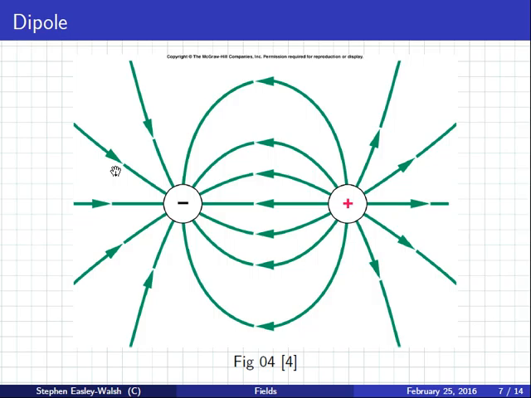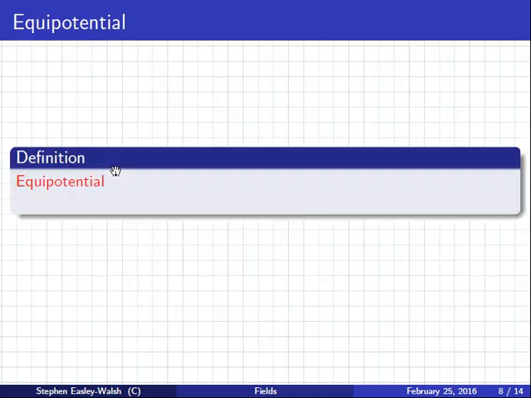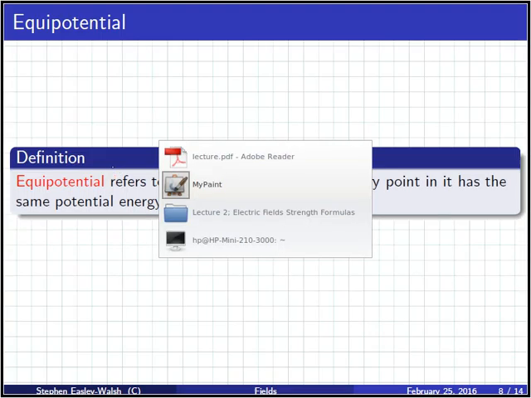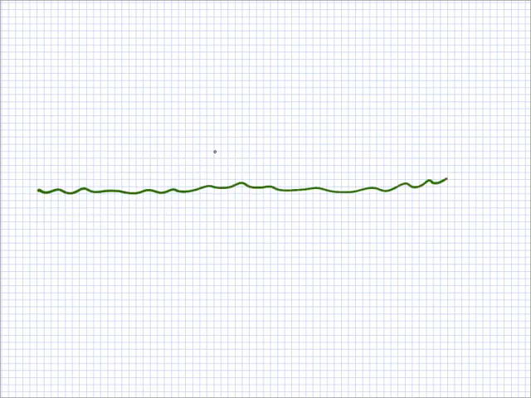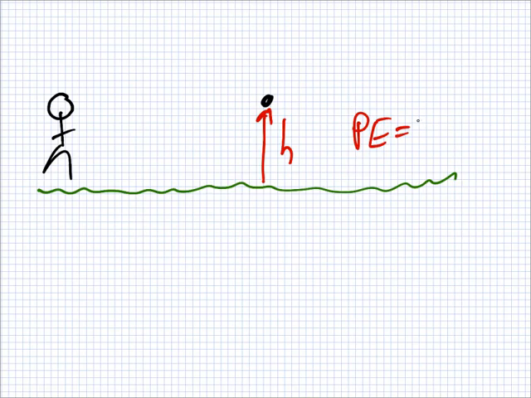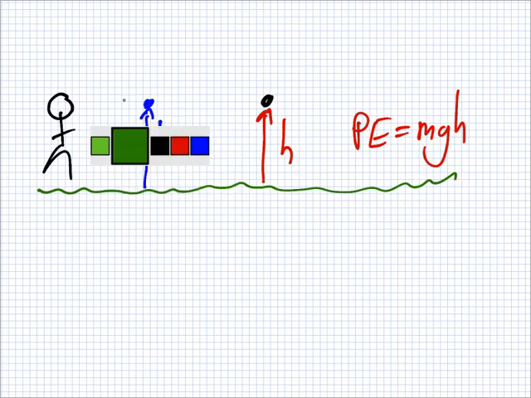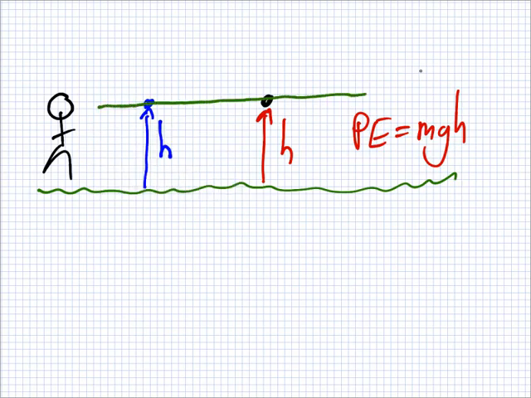Okay. Have you drawn this yet? Now, before you write this down, let me explain something here. You know when something has a height h, it has potential energy, right? What's the potential energy? Mgh. Will this have the same potential energy if it's the same height? It will. So everything here is the same potential energy, right? Everything here is the same, and everything here is the same.